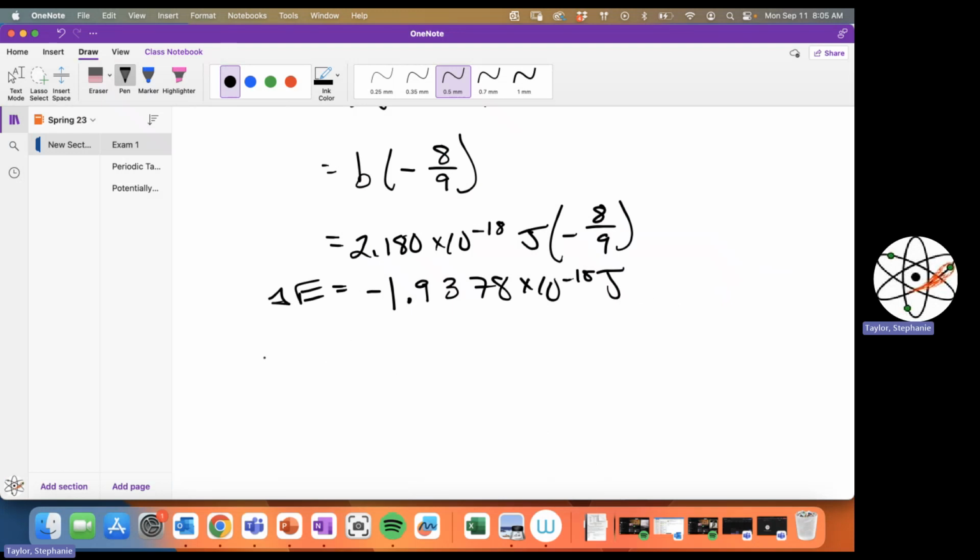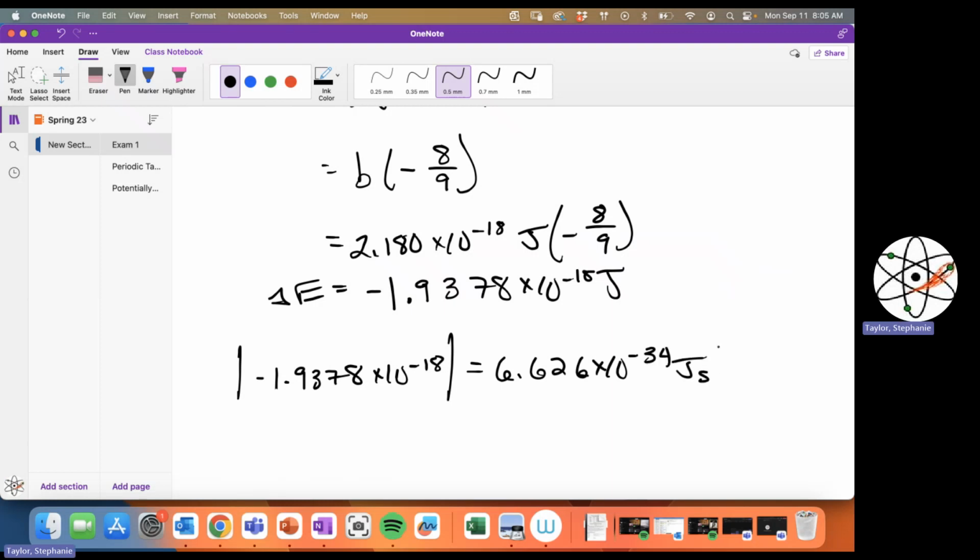The one thing I will say though, as I move from one of these to the other, my frequency has to be a positive value. So even though my change in energy does have this negative sign in it, I'm basically going to take the absolute value because my frequency has to be a positive number. So frequency has to be positive. So as I write everything out, that's the thing that I'm expecting to see, a positive number in the end.